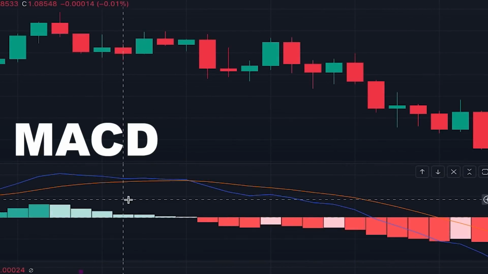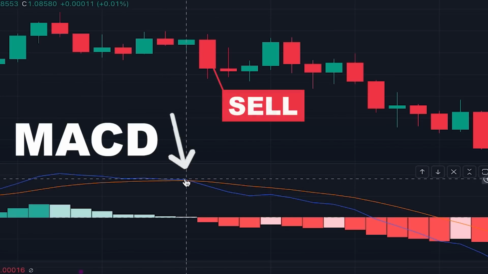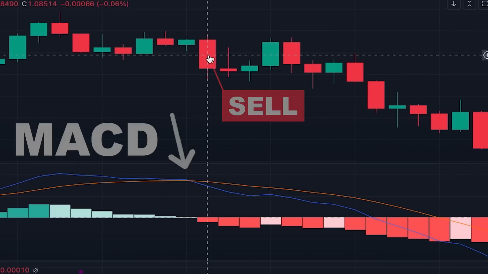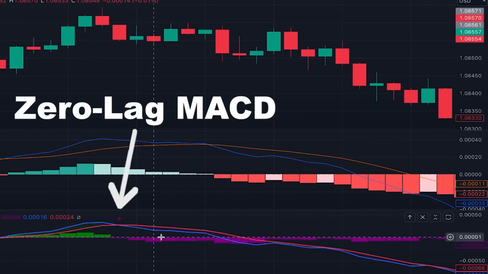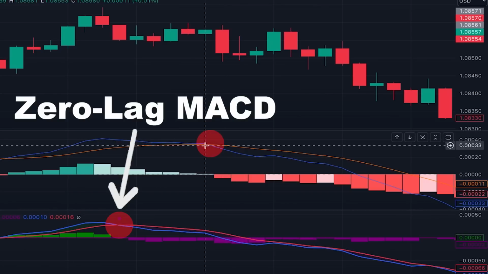This is MACD, the original MACD you probably know. Here the MACD line crossed below the signal line at this point, giving us a sell signal when this candle is closed. And this is zero lag MACD, a new version of MACD. You can see that the MACD line crossed below the signal line at this point and gave us a sell signal, much faster in comparison to this MACD.